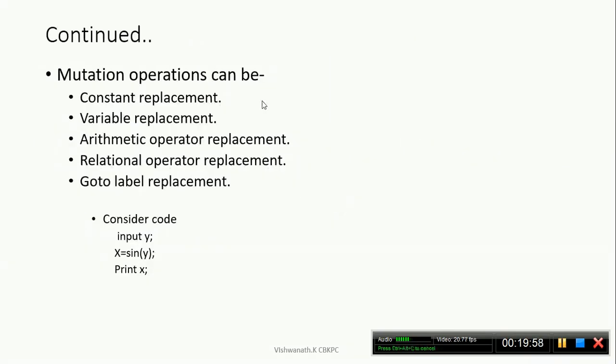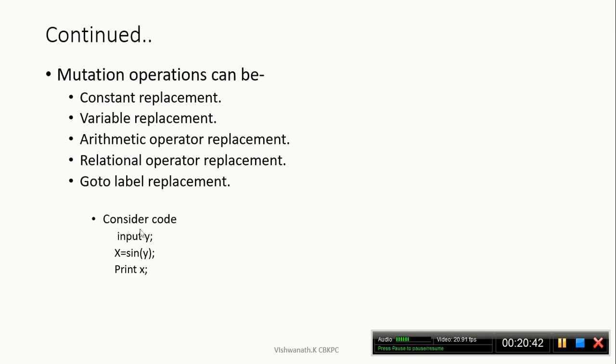Next, some mutation operations. What can the mutation operations be? Some examples of aspects we use during mutation testing are constant replacement and variable replacement. If you have any variables within your application, we replace those variables. There are also arithmetic operator replacement, relational operator replacement, conditional operator replacement, and goto label replacement. We carry out these kinds of replacements, alterations or mutants.